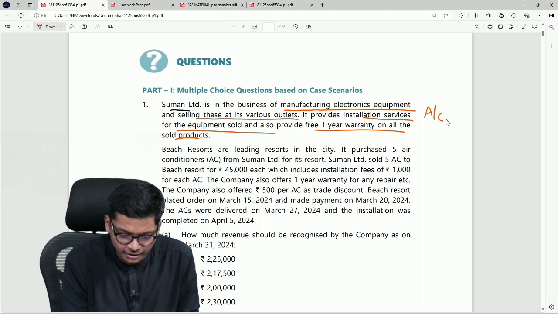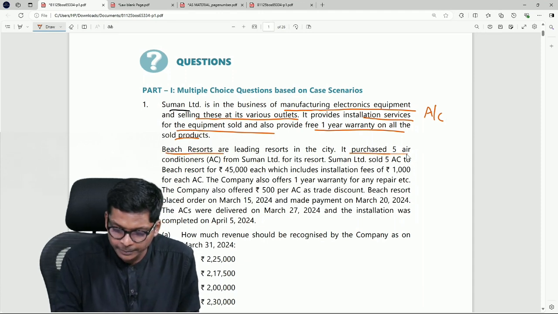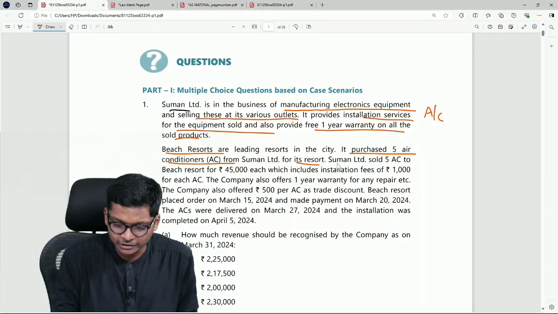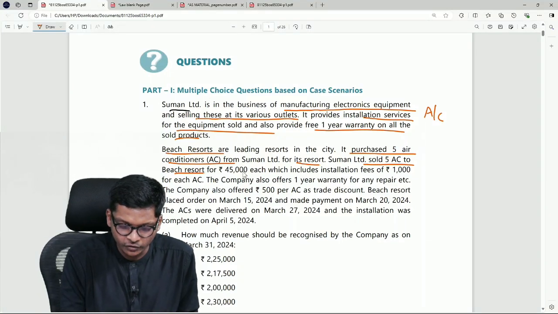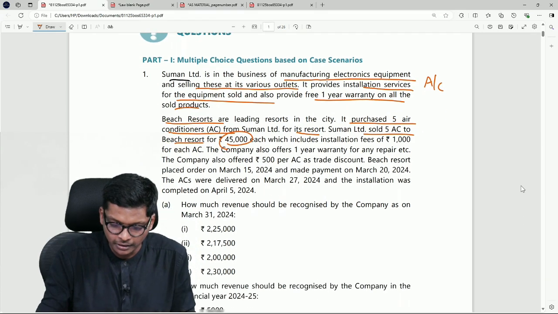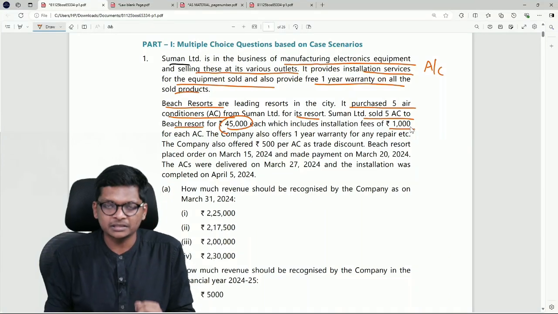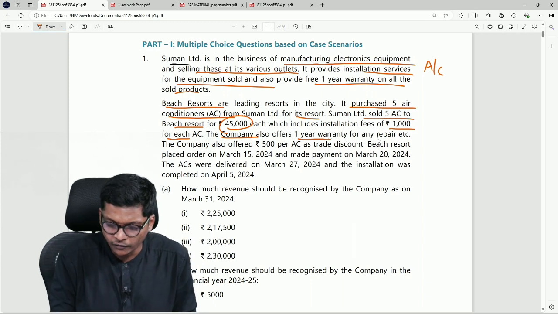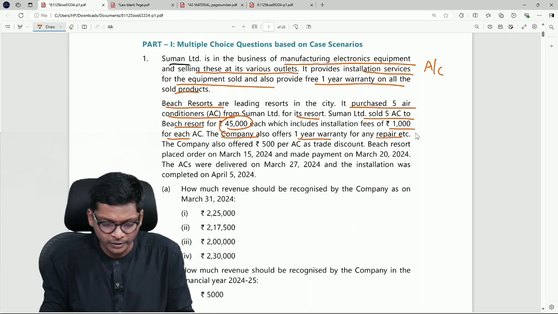Second paragraph, if you read, Beach Resorts purchased 5 AC. They have purchased AC only, guys, for its resort. Suman sold 5 AC to Beach Resort, each at 45,000, which includes installation fees of 1,000 rupees for each AC. The company also offers 1 year warranty for any repair. So 1 year warranty is provided.